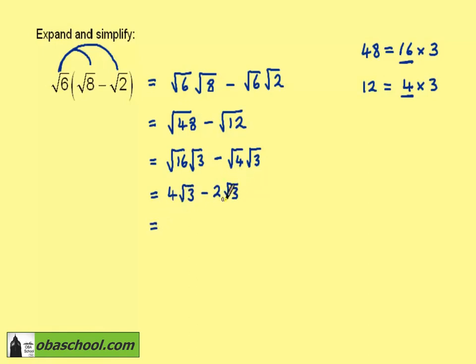4 root 3 take away 2 root 3 is 2 root 3, in exactly the same way as 4x minus 2x being equal to 2x.